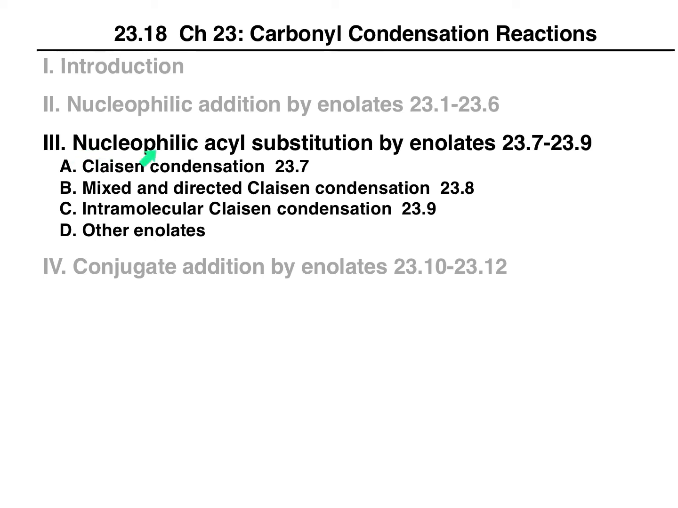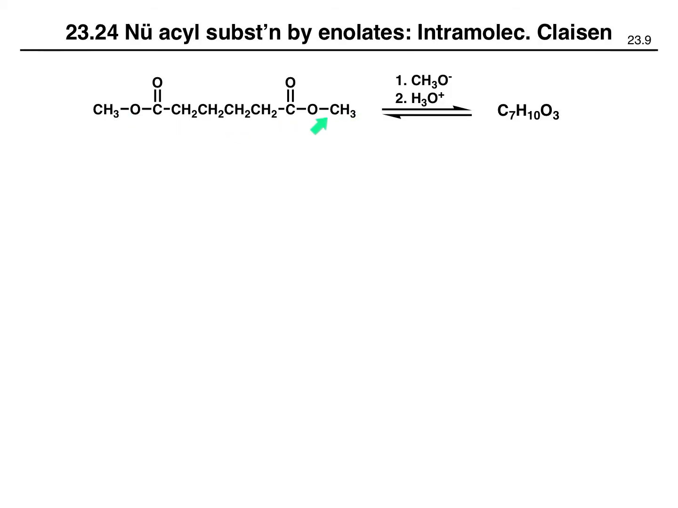In this video, we will continue our look at nucleophilic acyl substitution, focusing on intramolecular Claisen condensation, as well as nucleophilic acyl substitution by other enolates. Here we have an example that starts with a diester, and if this is treated with an alkoxide followed by H3O+, we can isolate a new product.